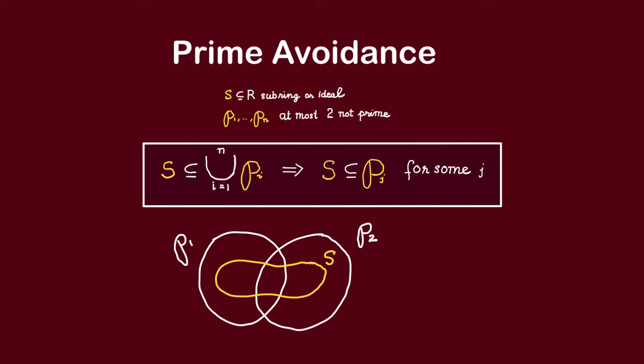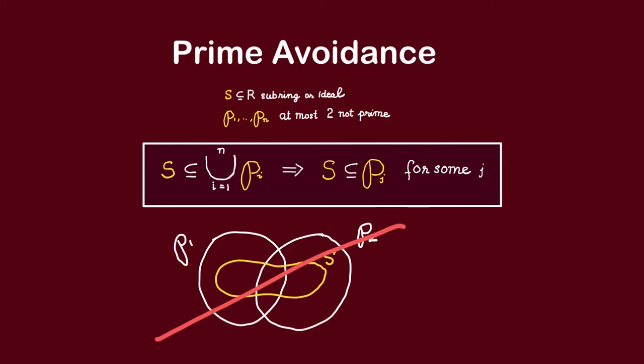Today we're going to talk about an extremely useful theorem in commutative algebra. This is the so-called prime avoidance theorem. This theorem says the following. If S is a subring or an ideal of some ring R, and the Pi's are prime ideals of R, then we cannot have this picture.